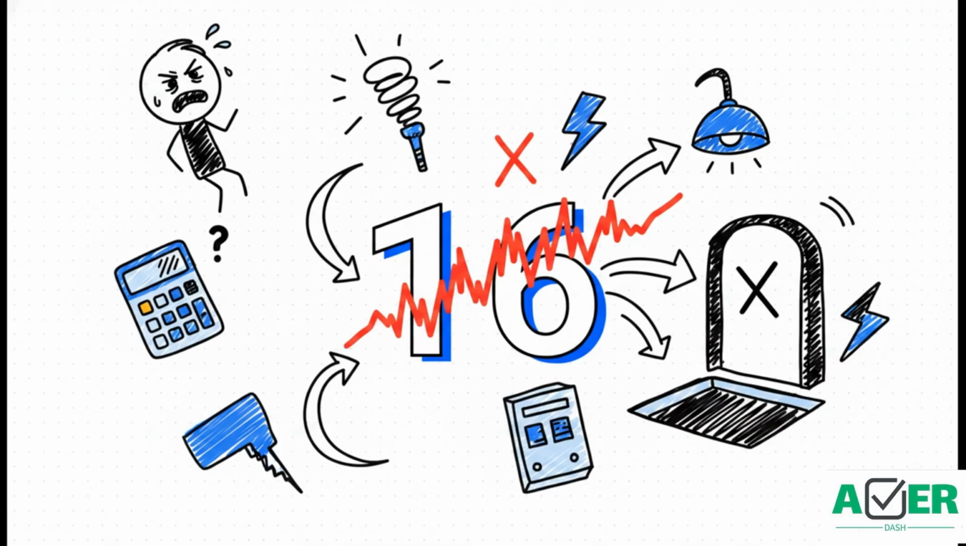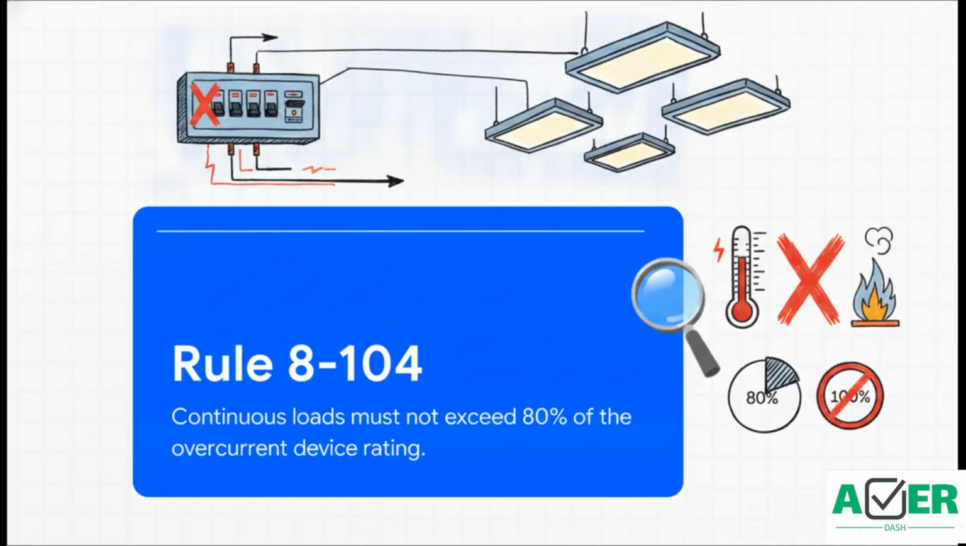It's the classic bait and switch they want you to fall for, because doing that completely ignores one of the most critical safety concepts in the entire codebook. The missing puzzle piece is Rule 8-104. We absolutely cannot ignore the fundamental rule of maximum circuit loading. You see, commercial lighting is considered a continuous load. And why does that actually matter in the real world?